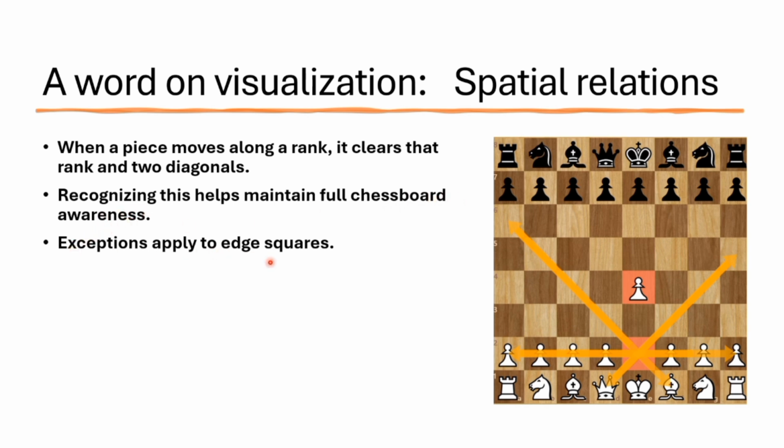Exceptions apply to the edges. So you don't want to come to this diagonal, say, and forget that on the edge of the board there is a piece that was attacking this particular square. So this might also help avoid beginner or amateur blunders that typically occur.